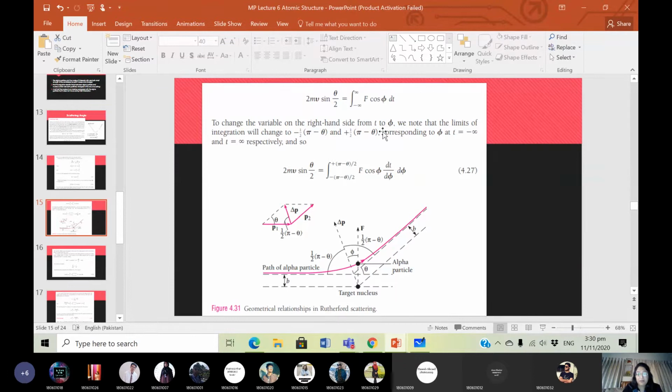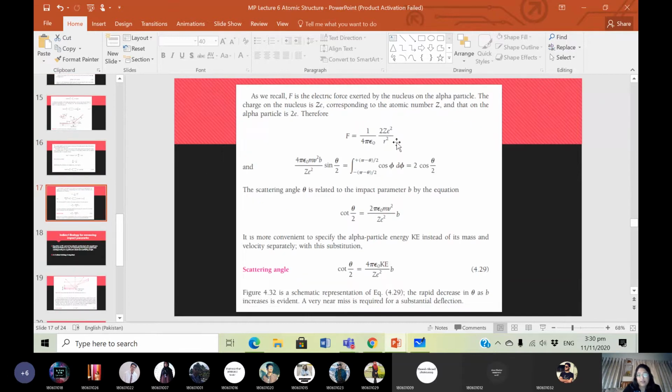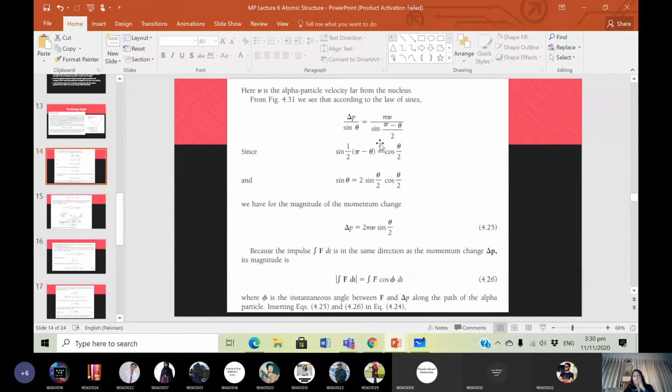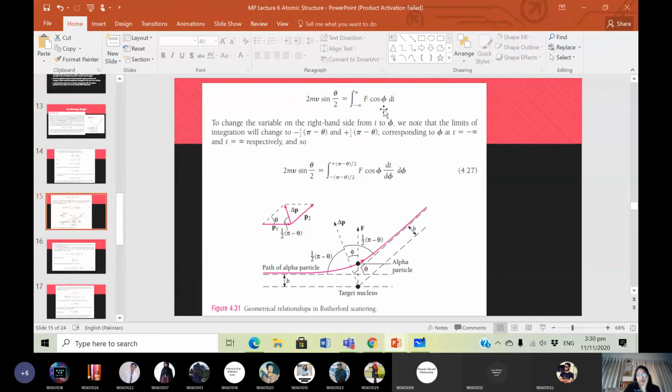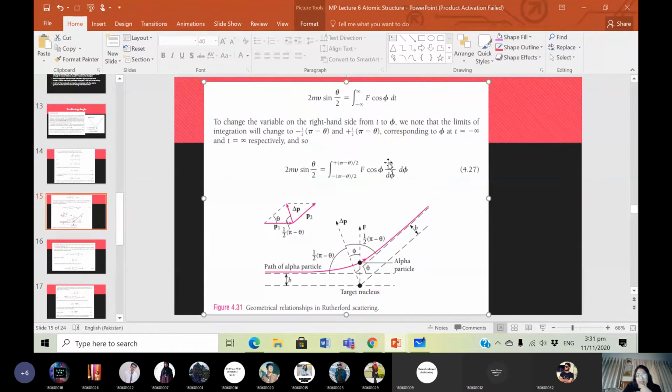We want to change the variable from t to phi, because ये तो हमारे पास phi के terms में आ रहा है ना. और force की quantity भी बाद में डालेंगे हम. लेकिन what we want to do right now is that ये जो t और phi है, उसको हम relate करना चाहते हैं, ठीक है? We want to change the variable on the right hand side from t to phi, ठीक है? So let's see what we can do here, ठीक है? We will write this as dt divided by d phi times d phi, we will multiply and divide by d phi throughout, ठीक है?